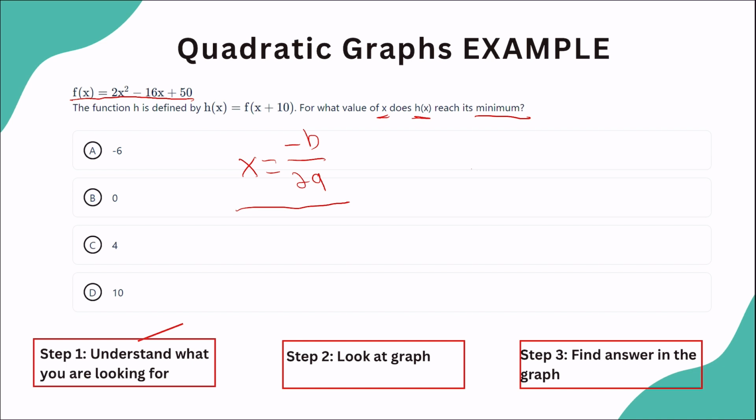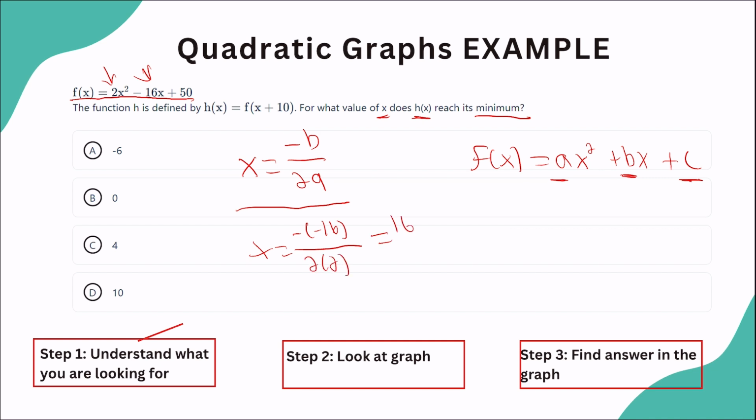In terms of a and b, our quadratic is set up in this way: ax squared plus bx plus c. So a is the term in front of our x squared, b is the term in front of x, and c is the value with no x next to it. So for our example, we have negative b, and we have a negative 16 over here, so x equals negative negative 16 over 2 times a. A is the 2 in front, so 2 times 2. This is going to give us 16 over 4, or 4.